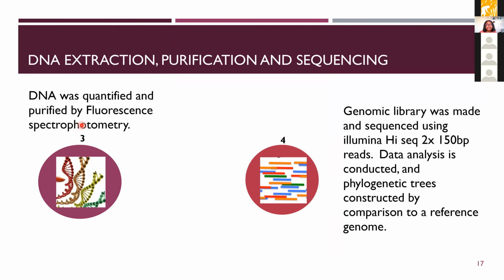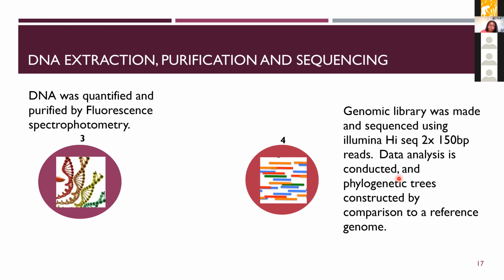Once the DNA was quantified and purified by fluorescence, it was sent to the sequencing facility where a genomic library is made. A library basically is a set of sequences that you can then pull out the specific references that you want. This is done, and then it is sequenced using next generation techniques. Once the data has come back to us, then we build what are called phylogenetic trees or family trees and compare that to our reference genome.